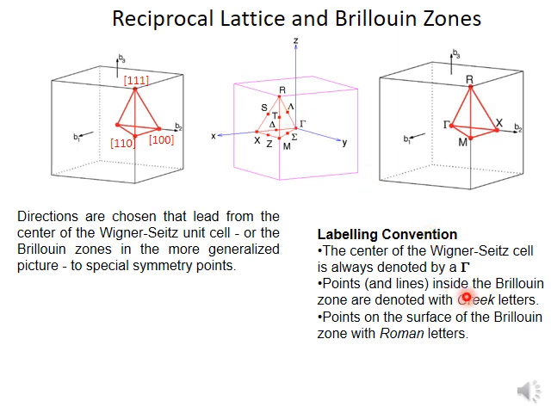This is represented by a Greek letter, capital delta. Similarly, going from gamma to M, you have a point, not a lattice point, which you denote as sigma. And similarly, going from gamma to X, you have a point through which you pass, which we call delta. So these are the three different paths by which you go from the gamma point to these points on the surface of the first Brillouin zone.